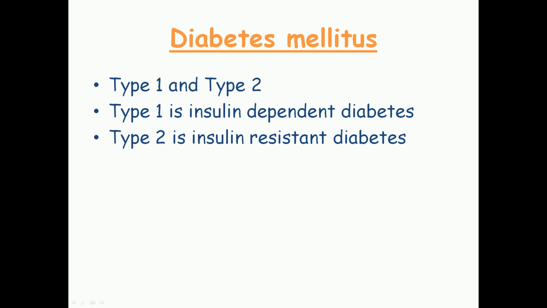Whereas in type 2 diabetes, there will be development of resistance to the action of insulin in the target tissues, which means the pancreas will produce a certain amount of insulin, but that insulin cannot act on the target receptors present on liver, skeletal muscle and fat, so it cannot exert its action. So that's why it is known as insulin resistant diabetes.